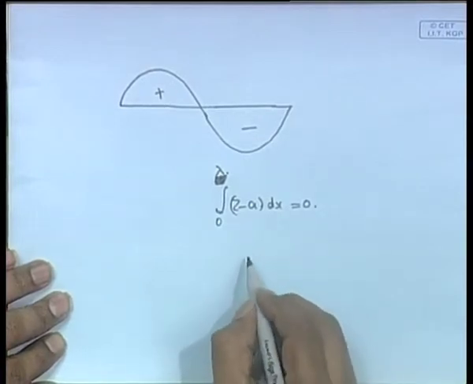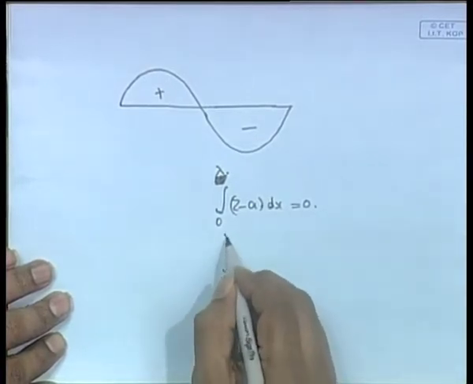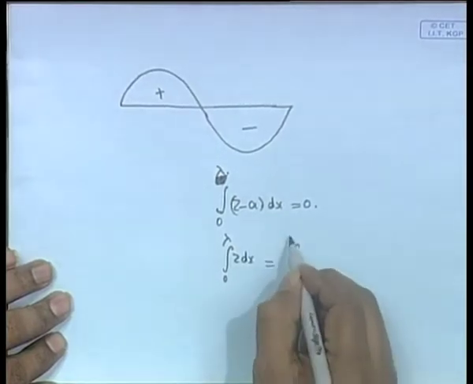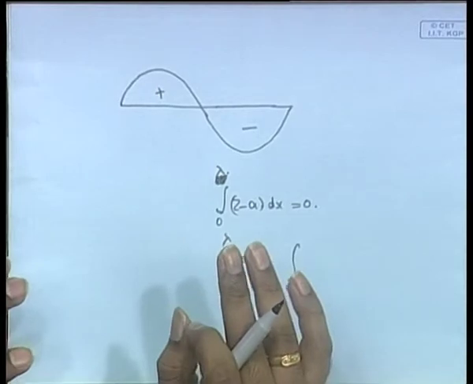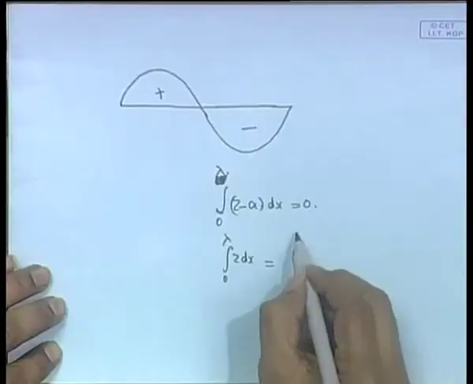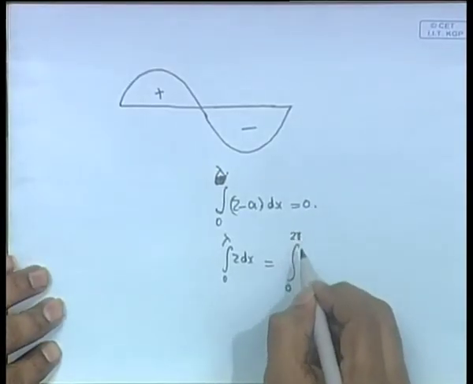Now, the first one, the integral from 0 to lambda of z dx, can be written as follows. You know that by the time the wave center moves through a distance of lambda, theta has moved through 2 pi. Therefore, integrating dx between 0 and lambda is the same as integrating d theta from 0 to 2 pi. It is the same instant. So, 0 to 2 pi.